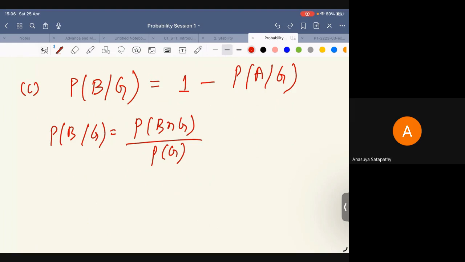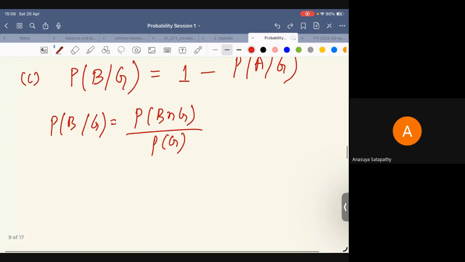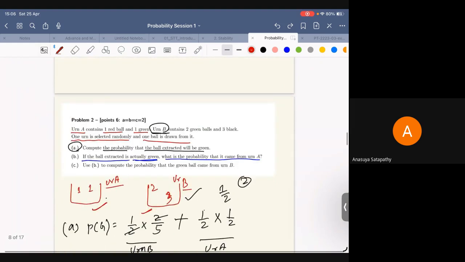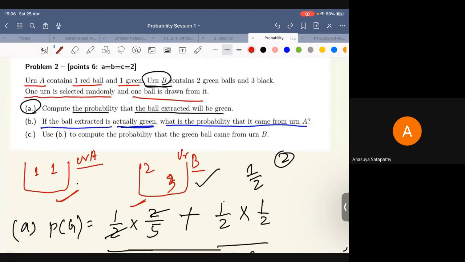It shouldn't be probability of G given B. No, no, no. It should be B given G, because read the question again. Compute the probability that the green ball came from B. If you don't understand, read question number B. If the ball extracted is actually green.